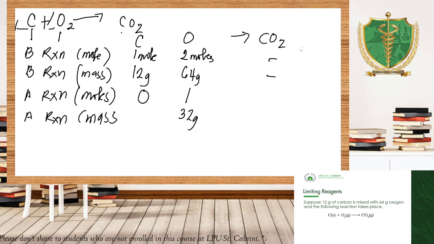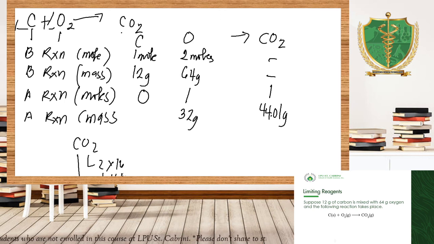And, ilang mole po ng carbon dioxide ang na-produce natin? 1. And that is equivalent to 44.01 grams. So, paano po nakuha yun? 2 times 16, 1 times 12.01. So, 16 times 2 is 32, plus 12.01, so 44.01 grams per mole.